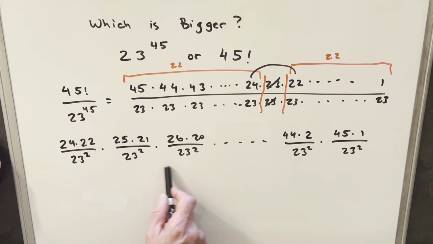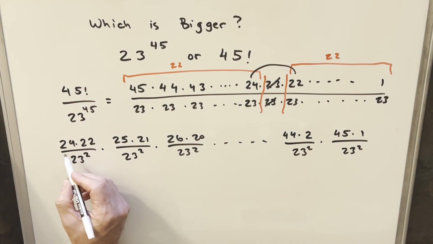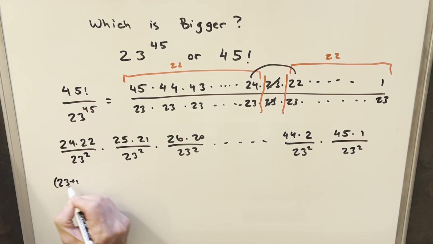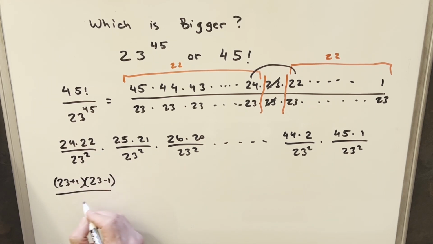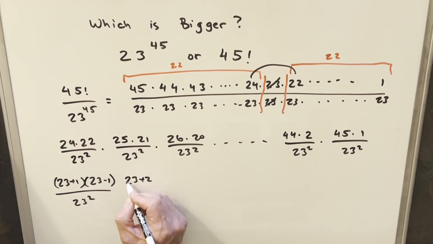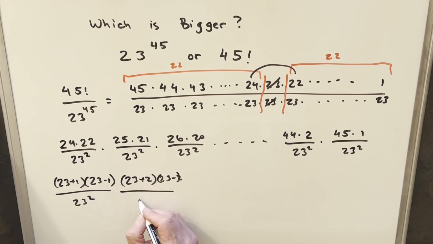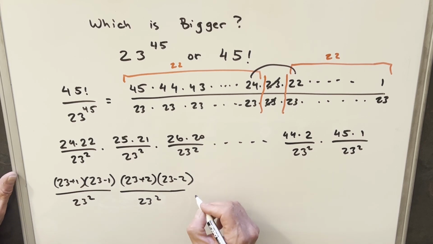But what about some of these terms over here on the left? Well, rather than try to multiply all this stuff out, let's try to generalize it a little bit. So 24 I could write as 23 plus 1. And 22 I could write as 23 minus 1, over 23 squared. And then similarly for this next term, we could write this as 23 plus 2 times 23 minus 2 over 23 squared. And of course, we can continue this way. Let's just write that out.